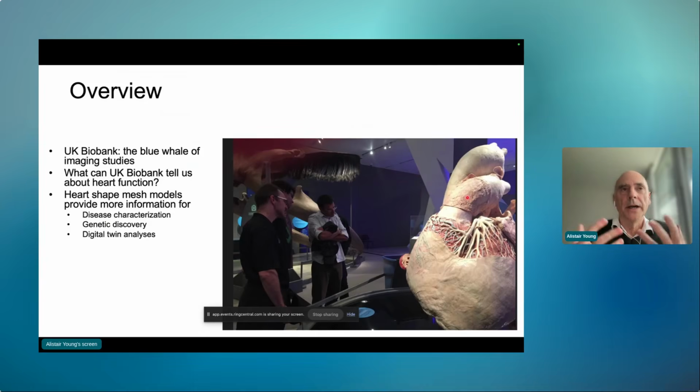And I want to talk about heart shape in relation to mesh models in UK Biobank. UK Biobank really is the blue whale of cardiac imaging studies. There's a wealth of information in the images, and it can tell us a lot about heart function. But I want to dwell on mesh models because mesh models are a way of distilling all the anatomical and functional information down to a very compact representation. So I'll talk about three aspects of this: disease characterization, genetic discovery, and digital twin analyses.